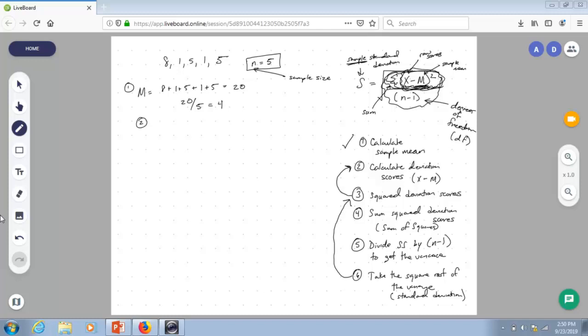Step 2 would be calculating our deviations. So we calculate a deviation for every raw score. We place all our raw scores below this column. And we take 4 from 8, 4 from 1, 4 from 5, 4 from 1, and 4 from 5 again. So we have taken care of step 2.